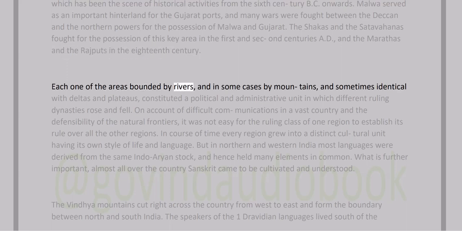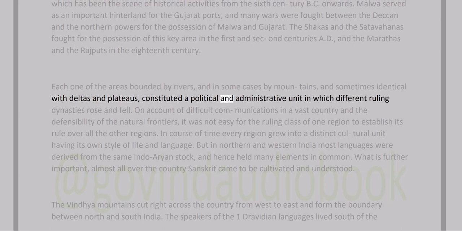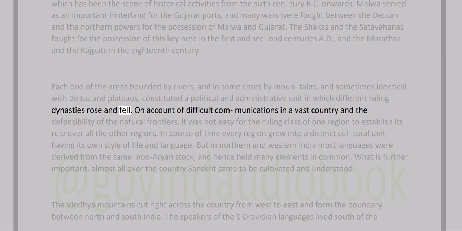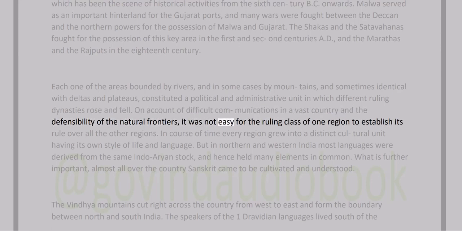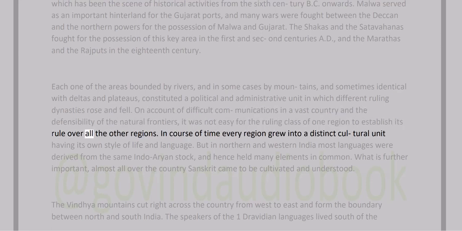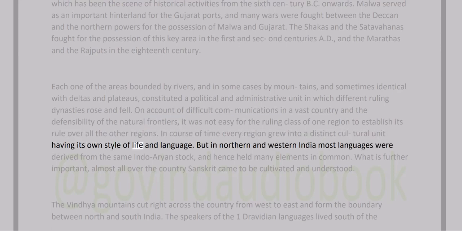Each one of the areas bounded by rivers, and in some cases by mountains, and sometimes identical with deltas and plateaus, constituted a political and administrative unit, in which different ruling dynasties rose and fell. On account of difficult communications in a vast country and the defensibility of the natural frontiers, it was not easy for the ruling class of one region to establish its rule over all the other regions. In course of time, every region grew into a distinct cultural unit having its own style of life and language.